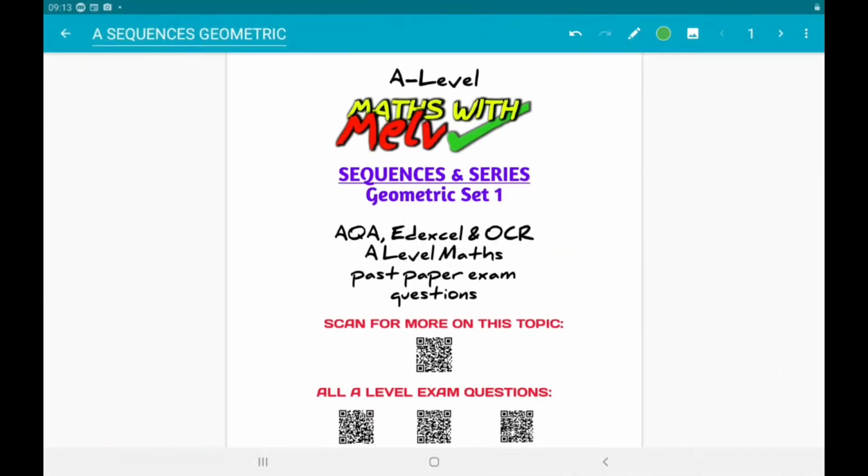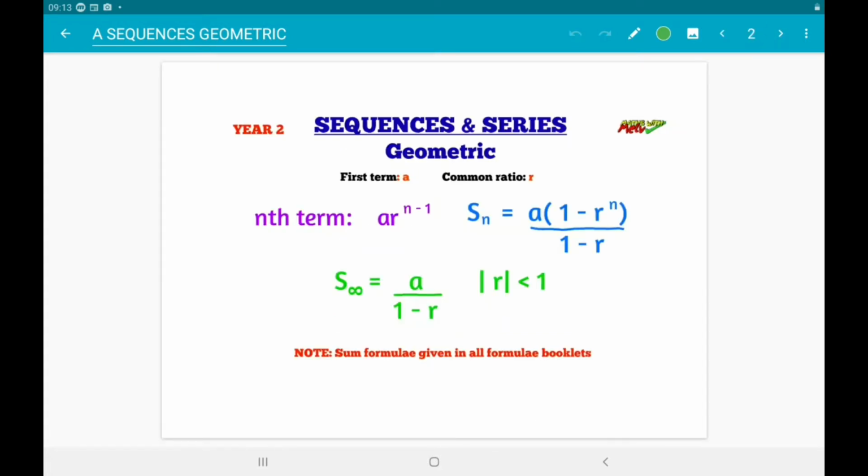Hey guys, in this one we're looking at our first set of geometric sequences and series exam questions. All the formulas we need are in here too, and let's go.